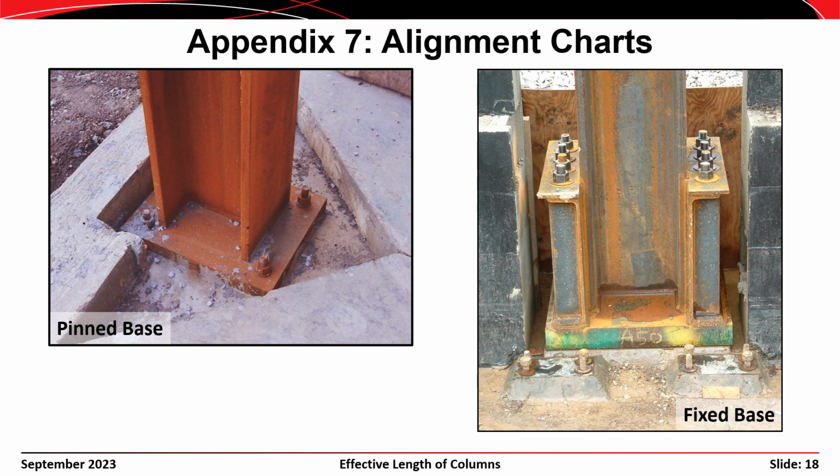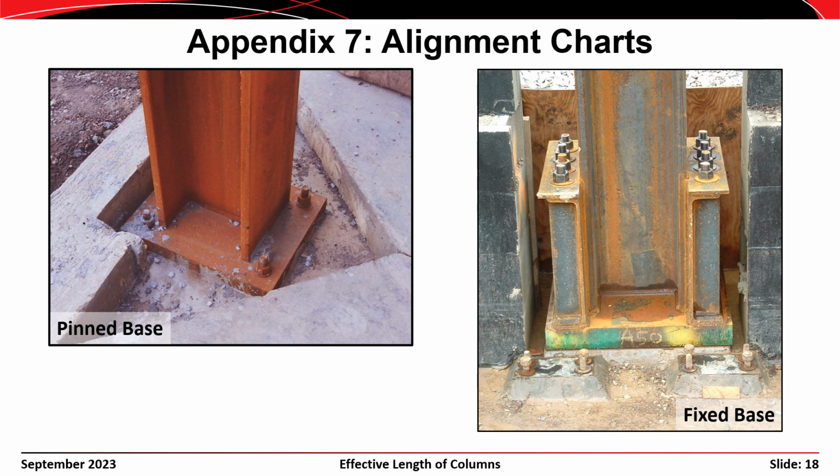It's probably obvious by now that there's a bit of judgment involved in determining what is a pinned column base and what is a fixed column base. This determination can have a non-trivial effect on the effective length factor that the column is ultimately designed for, and this is one of the limitations of using the alignment charts. Still, the two photos shown here illustrate what might be considered to be a pinned base on the left and a fixed base on the right.